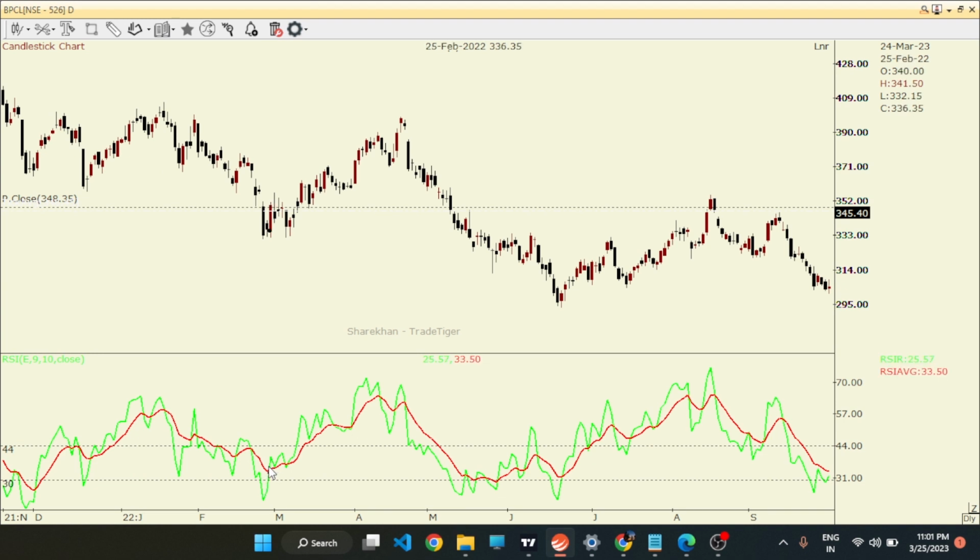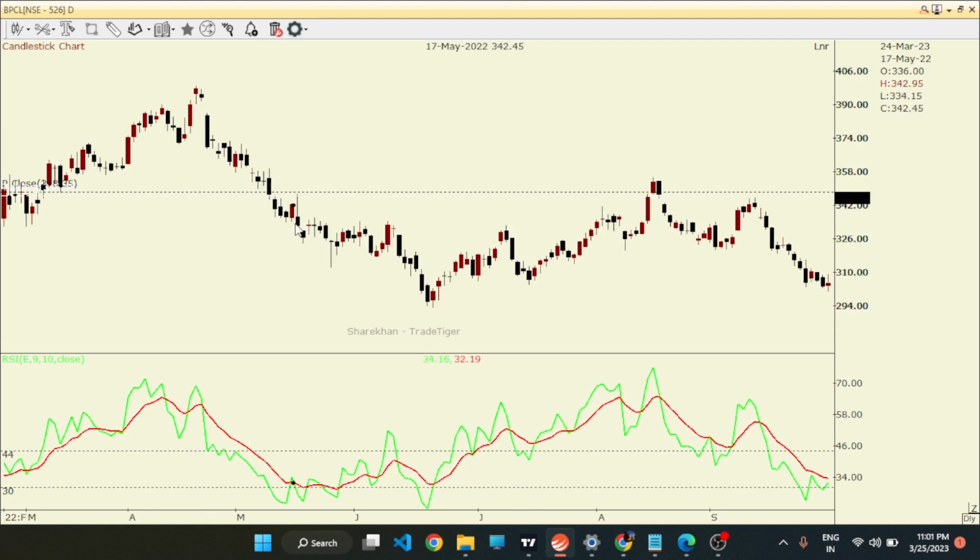25th February, as you can see, this is a big candle. On this day we may enter, we may not enter, because our criteria says avoid big crossover candles. So let's avoid this one. Let's find another entry. This will be the entry.